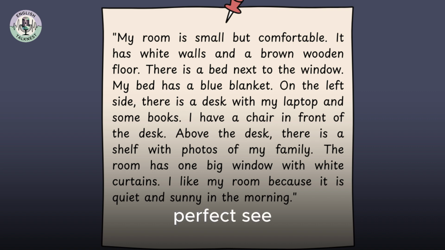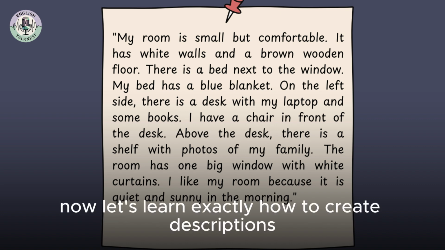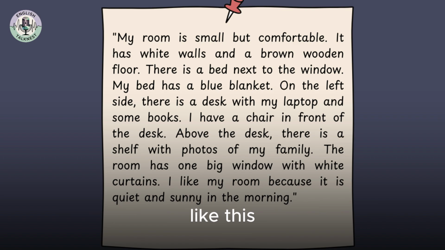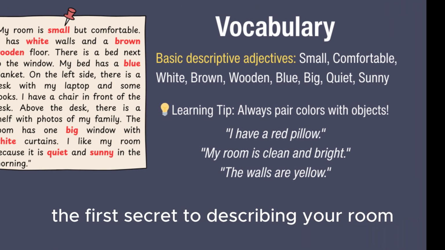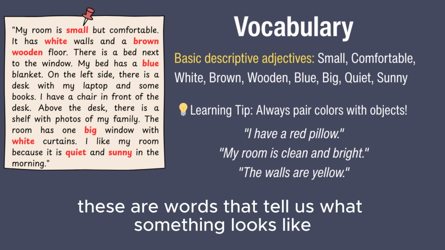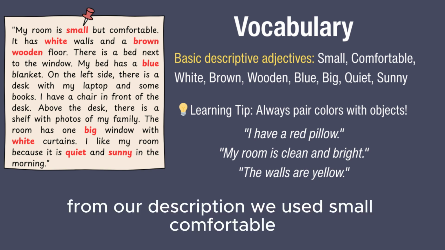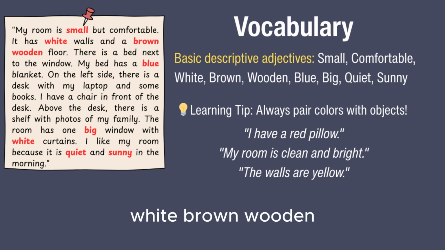Perfect. See, it's simple, clear, and complete. Now let's learn exactly how to create descriptions like this. The first secret to describing your room is using descriptive adjectives. These are words that tell us what something looks like or feels like. From our description, we used small, comfortable, white, brown, wooden, blue, big, quiet, sunny.